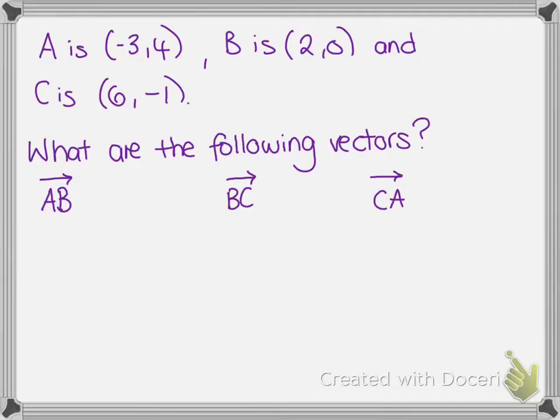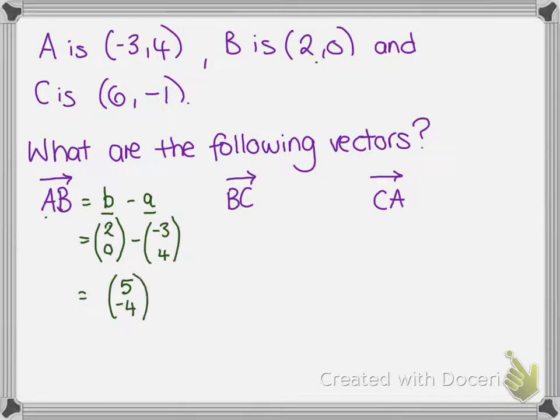And I can do some examples that don't require a picture. Okay, I want to work out the vector AB. So that's going to give me B take away A. So I'm going to take the coordinates of B and write them as components. So x on the top, y on the bottom. And then A is negative 3, 4, x is on the top, y is on the bottom. So that's going to give me the vector 5, and 0 take away 4 is negative 4.